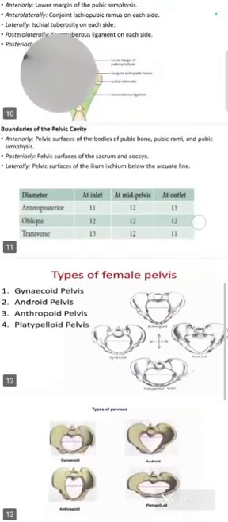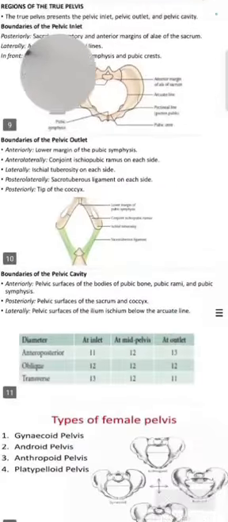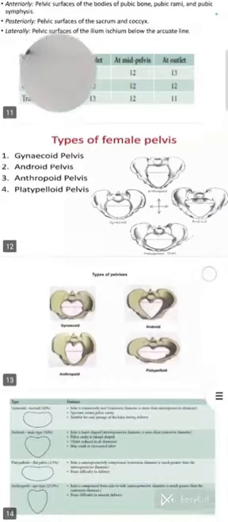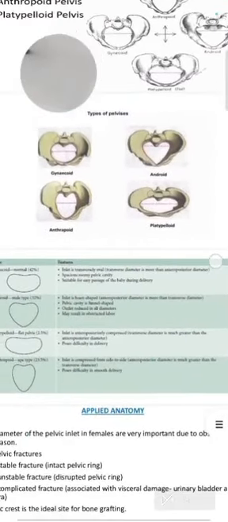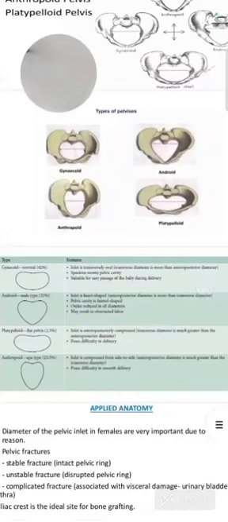Now the types of female pelvis. So the female pelvis is of 4 types. One is gynecoid type, second android, third anthropoid, and the last one is platypelloid. So it's clear in the picture. The first one is gynecoid. Usually 42% of females have this type.